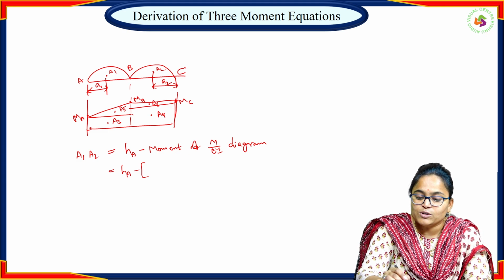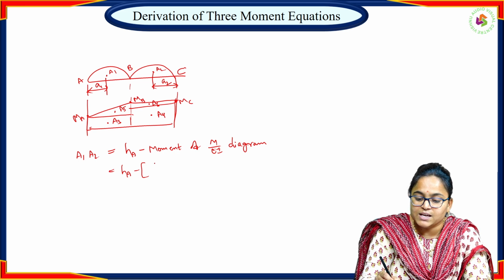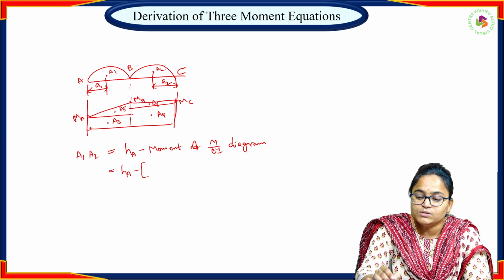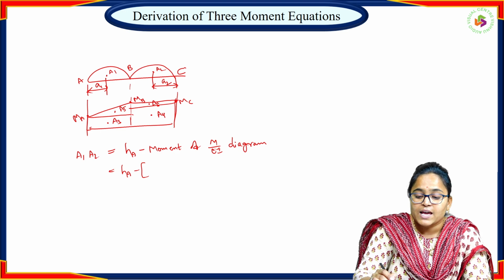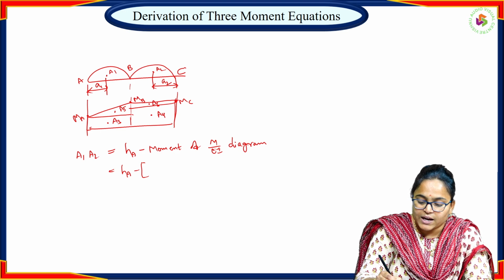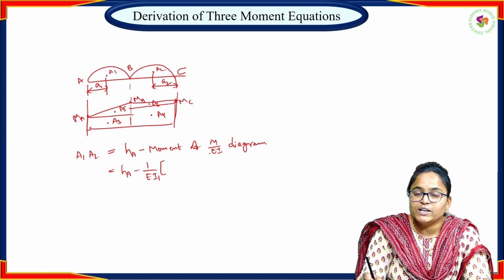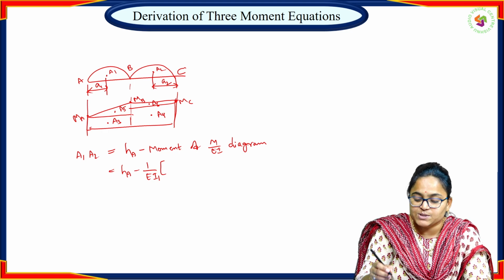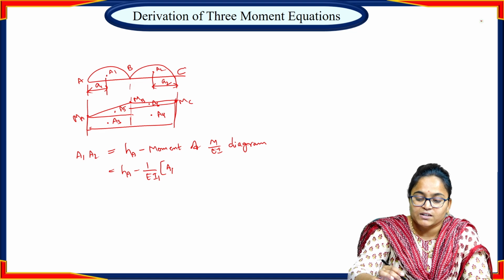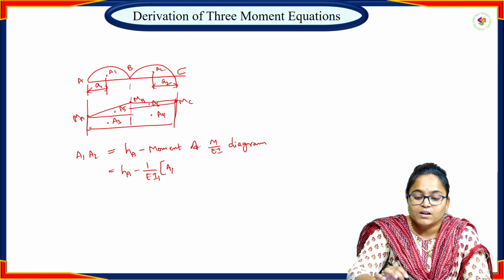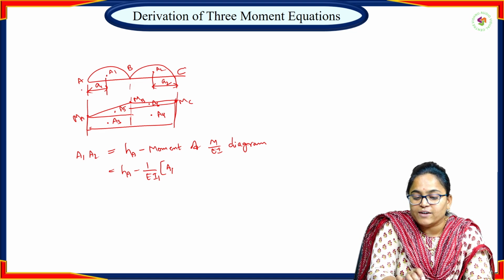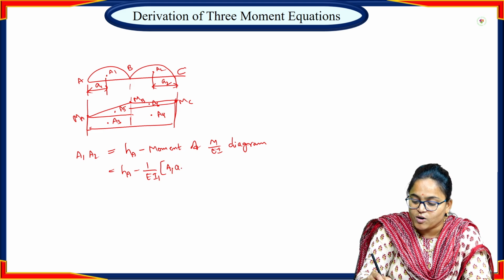Now coming to the free BMD, we can write M by EI, that is the moment of M by EI. These two diagrams are called M by EI diagrams. Now we can write 1 by EI1. So now we are writing the moment of the M by EI diagram for the AB span. Now we'll get A1, that is the moment of area A1, that is this one. So A1 into small a1, that is the CG of this area A1 from support A.